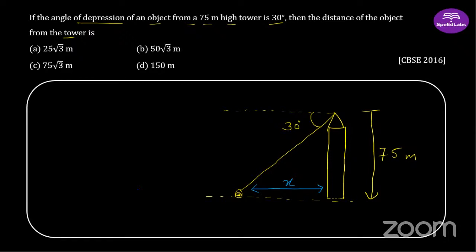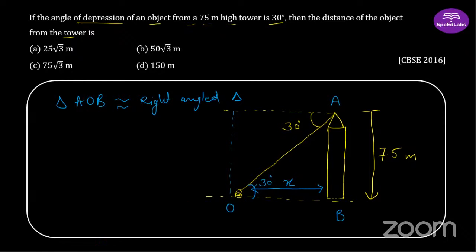Anyone? Try. Can I say that this particular triangle AOB is a right angle triangle? Yes or no? Yes, sir. So whenever we have a right angle triangle, then we can definitely apply the trigonometric ratios here. So if I say this angle is 30 degree, then this angle also would be 30 degree. Or we'll also see the second way. So this is the first way we are doing.